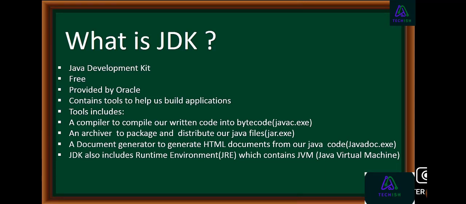JDK also includes the Java Runtime Environment, which is known as JRE, and the JRE actually contains the JVM, which is known as the Java Virtual Machine. If you are only interested in running Java programs, all you need is just the JRE. However, if you are interested in developing Java programs, you will need the JDK.